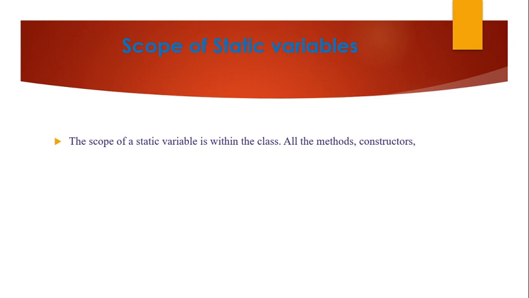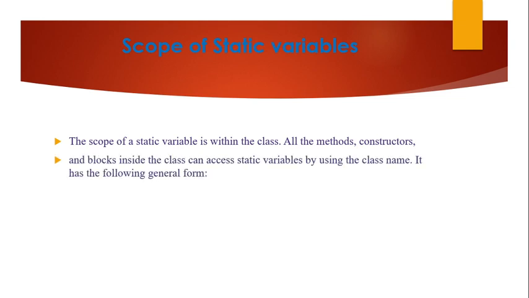Next is the scope of static variables. The scope of a static variable is within the class. All the methods, constructors and blocks inside the class can access static variables by using the class name. It has the following general form, syntax: class name dot variable name. As static variables are shared variables, and they are loaded at the time of class loading, we can use the class name for calling them.